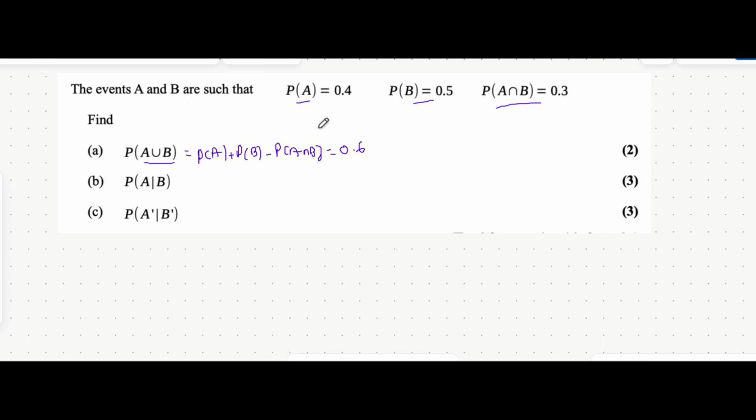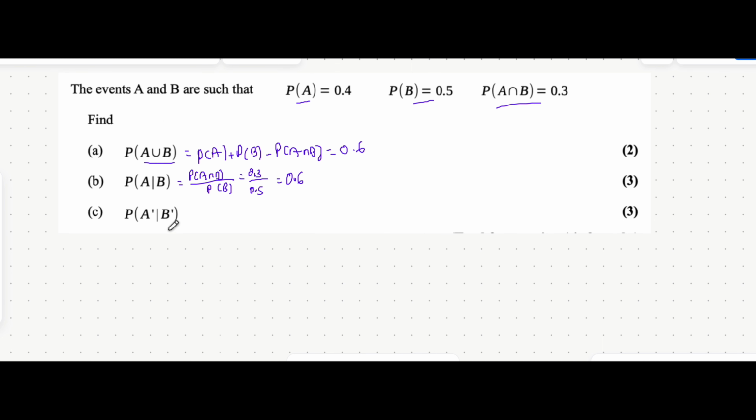How do you find the probability of A given B? Well, there's actually an equation for that as well, which is that it's the probability of A intersect B divided by the probability of B. Now, A intersect B is also given to you as 0.3, so we can just substitute that value in, and the probability of B is given as 0.5. Once again, 0.3 over 0.5 is actually equal to 0.6.